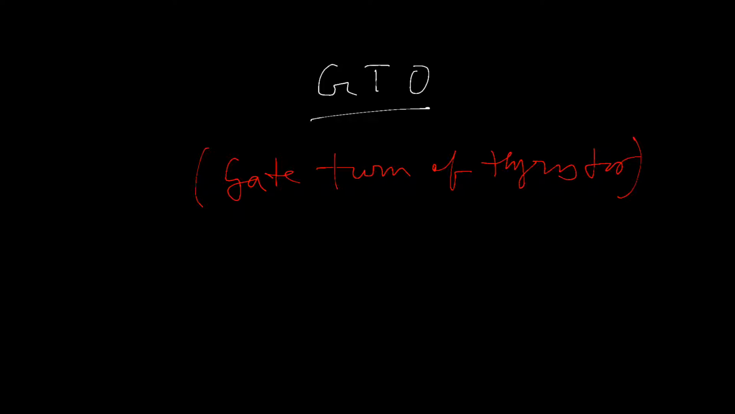This problem can be overcome by using this kind of device, which is called GTO or Gate Turn Off Thyristor. It has a specialty in the construction of the gate. In case of SCR, the gate is unidirectional, that means we can apply only a positive gate signal to switch on the device. But in this case, the gate is bidirectional. That means we can apply a positive pulse to the gate to switch on the GTO, as well as turn off the GTO by using a negative gate pulse.